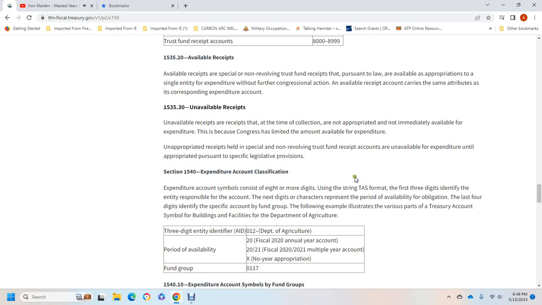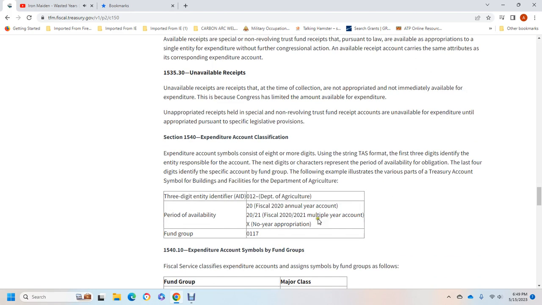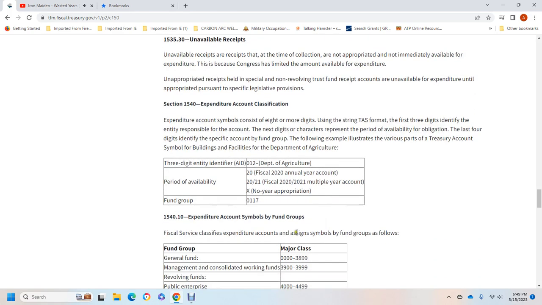8 or more digits for the Treasury accounting symbol. The format has the first 3 digits identifying the agency account, with a 9th digit. The next digits are representative of the period available for obligation. The last 4 digits identify a specific account within the fund group. The following example illustrates the various parts of the Treasury account symbol for the buildings of the Department of Agriculture. 1540, expenditure account symbol of the fund groups.